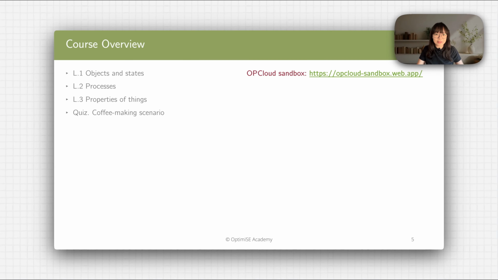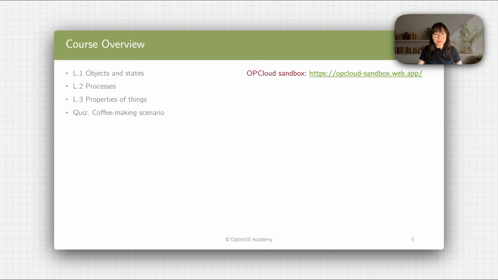Finally, in the last lesson of this course, we're going to look into some of the properties of things, which are objects and processes in OPM, that allows us to express model facts in a more concise and accurate way. In between all of these lessons, there will be quizzes that are designed to consolidate your learning, so feel free to try them out as well.